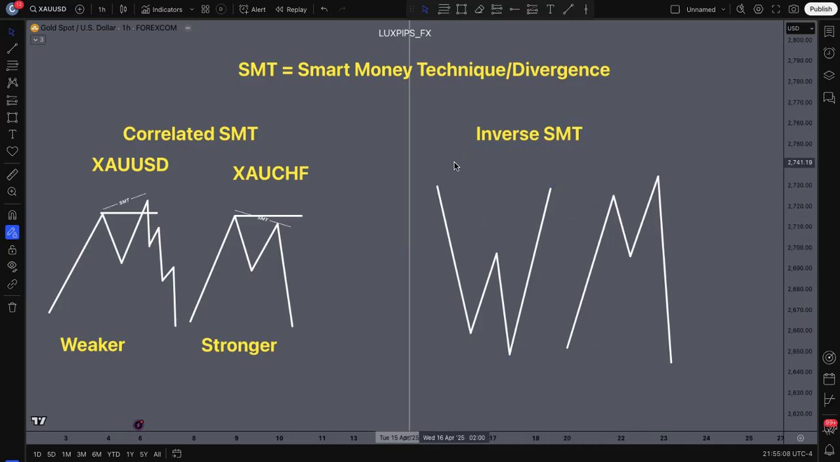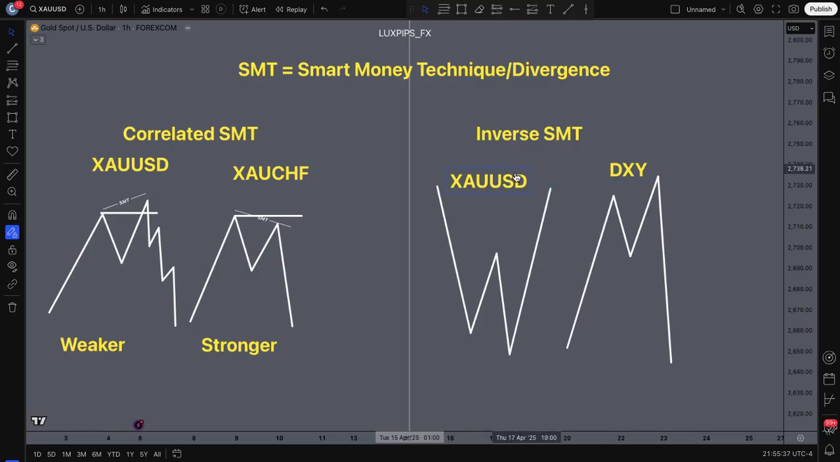Inverse SMT. Basically, you just want to look for the inverse, the opposite. So this can be gold. This could be DXY. And honestly, this is just an example. I know that there are people who use XAUSD and DXY, which in my opinion, again, is terrible. I would never. I've already gone through this phase.